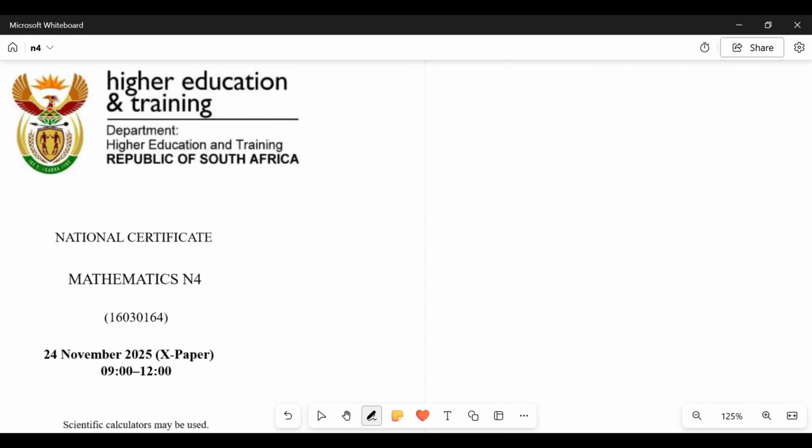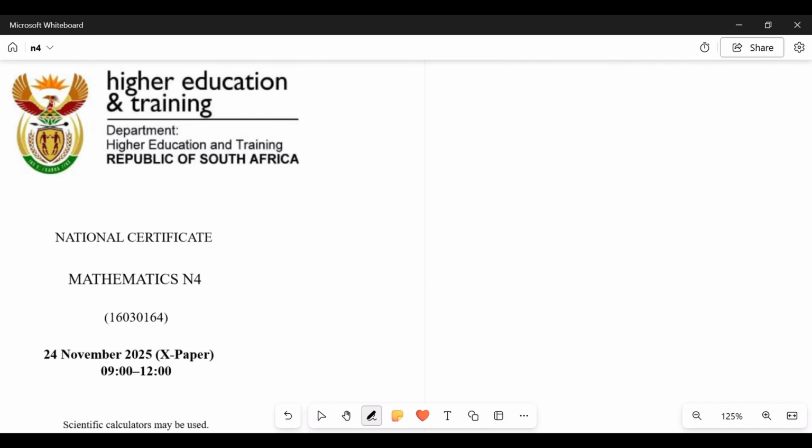All right, people. So let's look at question 3 and let's start solving it. All right, here's our question 3. Question 3 is based on trigonometry. So it has 5 questions. We're going to start with 3.1 and then we're going to do other questions afterwards. So let's create space so that we can do 3.1.